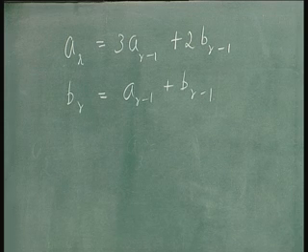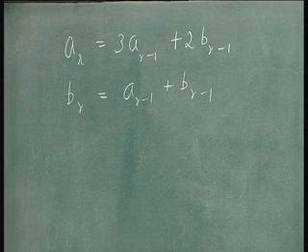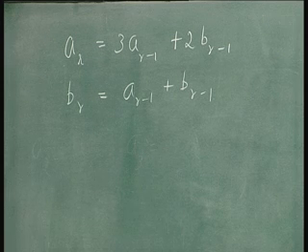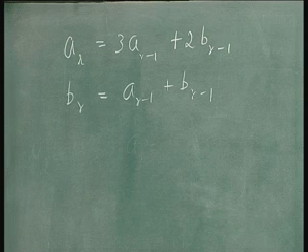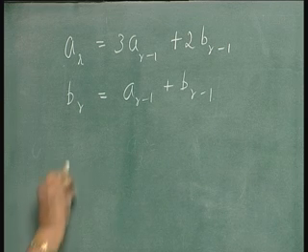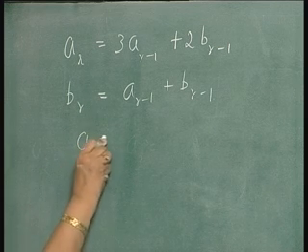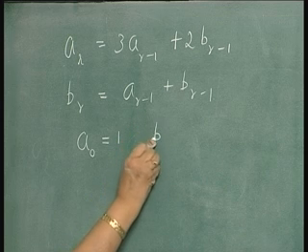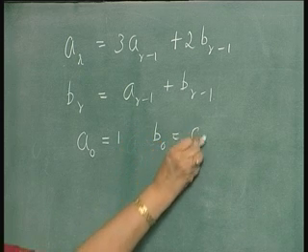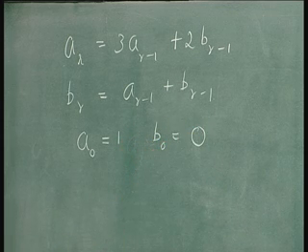Sometimes we get generating equations of this form. a_r is equal to 3a_(r-1) plus 2b_(r-1), b_r is equal to a_(r-1) plus b_(r-1). Here there are two variables, you have to solve for both a_r and b_r. Here the method of generating function comes in handy, we can solve in a very elegant manner making use of generating functions. The boundary conditions are given like this, a_0 is equal to 1 and b_0 is equal to 0.